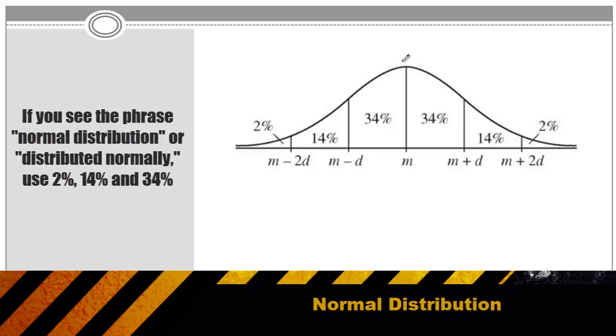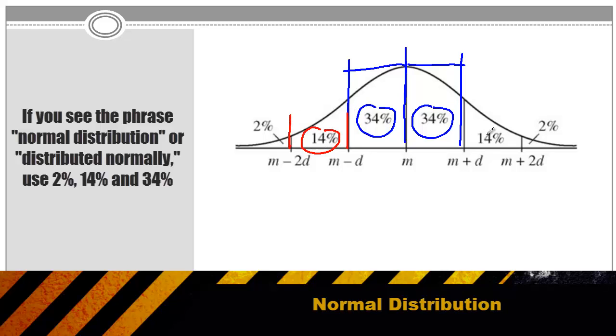And here's what normal distribution means. If you had a set of numbers and you had the average, 34% of the numbers are going to be between the mean of the set and the first deviation to the right. Another 34% will be between the average of the set and 1 deviation to the left. And then 14% are between the first and second deviation on either side of the set. And only 2% of the population, or the set, is spread out beyond the second deviation on either side.